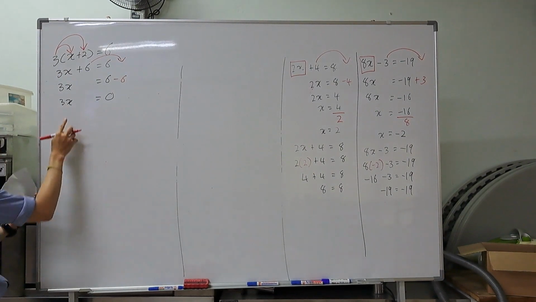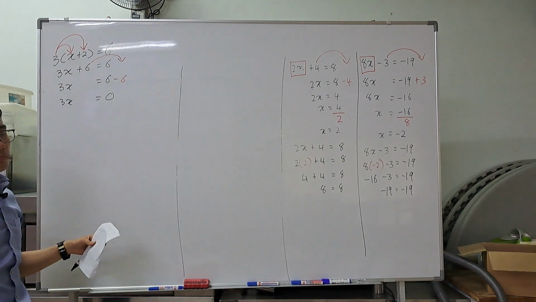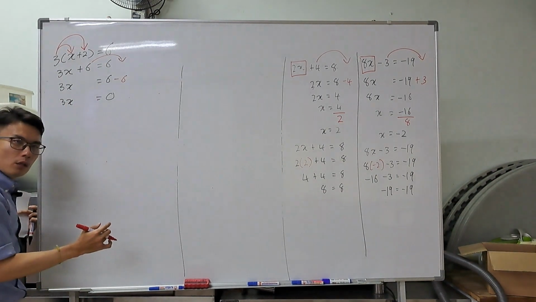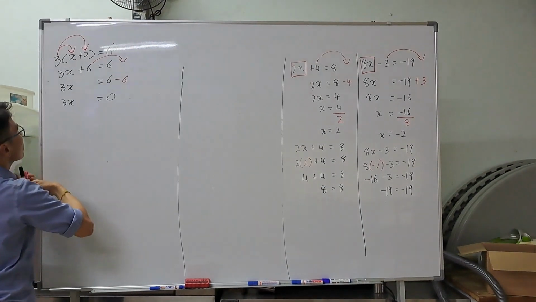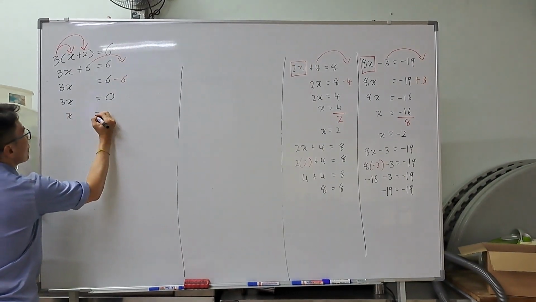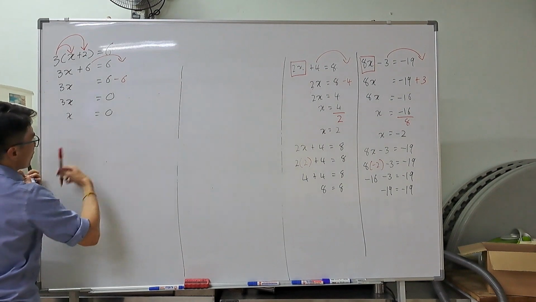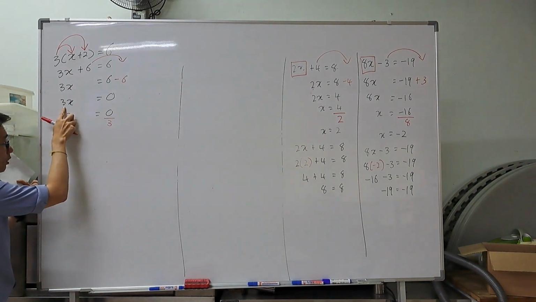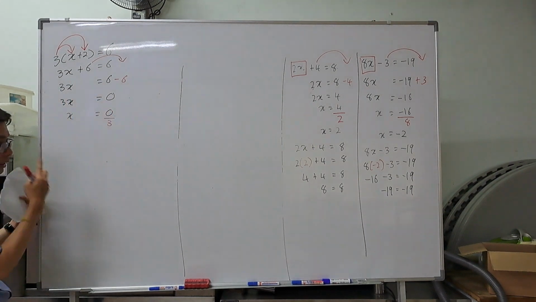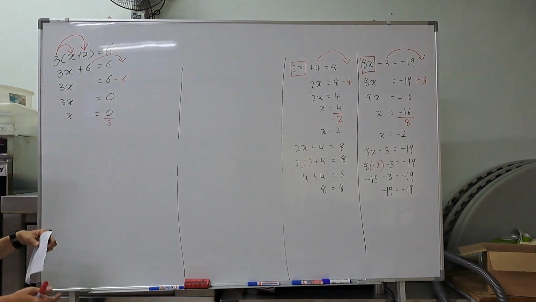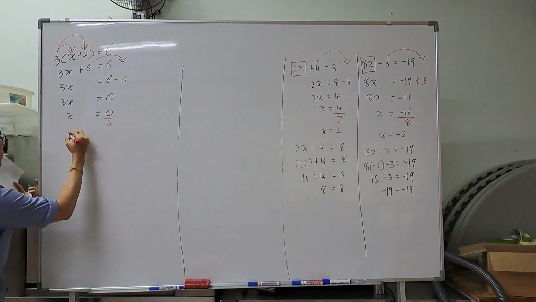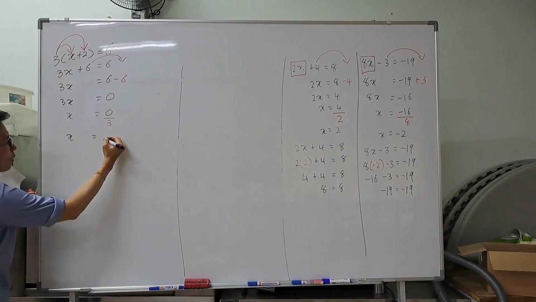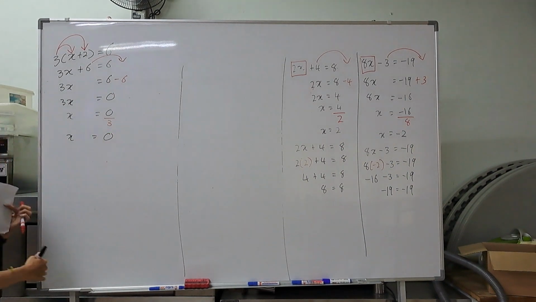So 3 next to an alphabet means multiplication, right? So if I have multiplication, I move this 3 over here, what do I get? I should get 0 divided by 3, right? Multiplication, move it over, it becomes the opposite, so it becomes a division, okay? So let's solve for this. So x over here, 0 divided by 3, there will be 0.